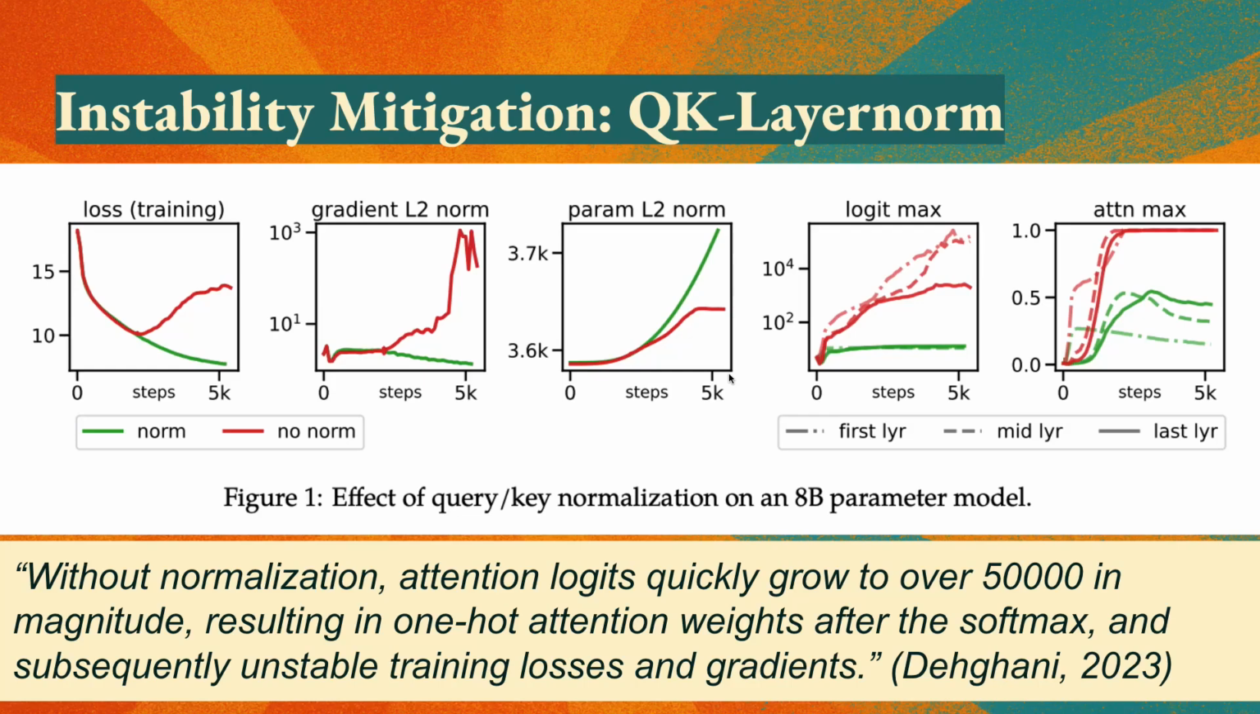And this is a chart from the Degani paper. Without normalization, attention logits quickly grow to over 50,000 in magnitude, resulting in one-hot attention weights after the softmax, and subsequently unstable training losses and gradients. So the three charts of interest here show that after about 2,500 training steps, without QK-layernorm, the loss diverges. We can see that the maximum logit increases, and we can see that the attention weight maximum spikes up to almost perfectly 1.0.